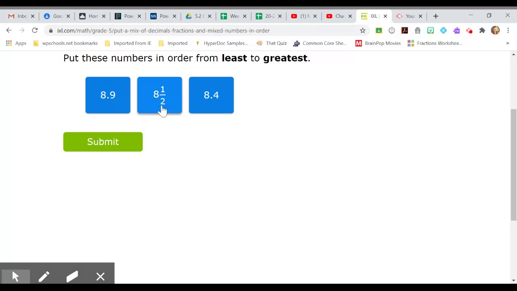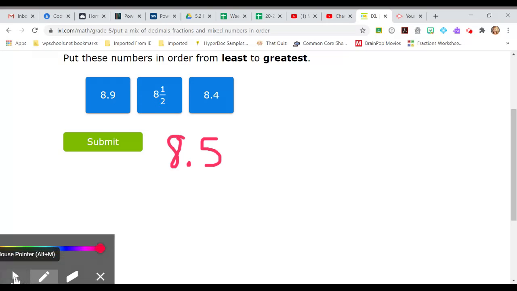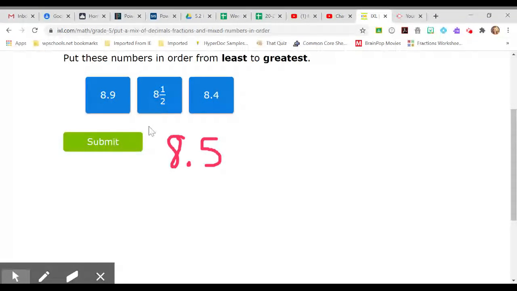So how would I write 8.5 as a decimal, Kaylee? 8.5. Okay, so I can write 8.5 as 8 and 5/10. We know that 5/10 is equivalent to 1/2. So now I have three numbers here and they are all the same in the ones place. So I have 8 whole, 8 whole, 8 whole, and I need to just compare the tenths place. Which one of these would be the smallest of the bunch? Andrew. Okay, 8 and 4/10 is going to be the smallest.